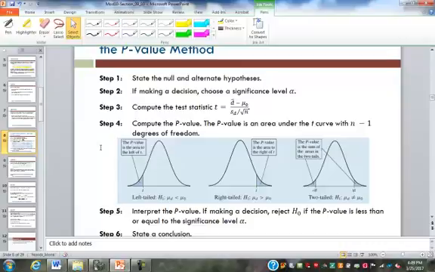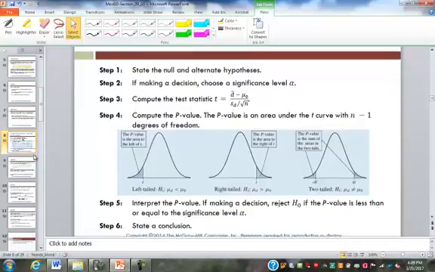Our test statistic is going to be that we're testing that single sample, that sample of differences. So it's going to be d bar minus mu 0, which is always going to be 0, and then the standard deviation of that set of differences divided by the square root of the sample size. And then, of course, we can find the p-value using the curve. We interpret the p-value and state our conclusion.